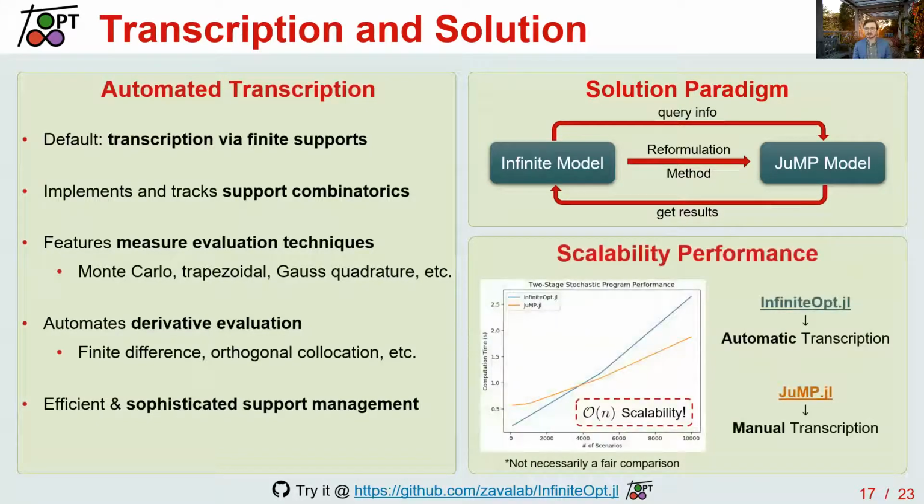Moreover, I want to highlight this is very performant. Here we can compare it to just doing manual transcription with JuMP, and we can see that we scale to order n, and that we have minor overhead compared to manually transcribing a problem with just JuMP. And we don't have to worry about trying to implement any of these more advanced evaluation techniques ourselves and avoid a lot of the bugs that would come from doing so.